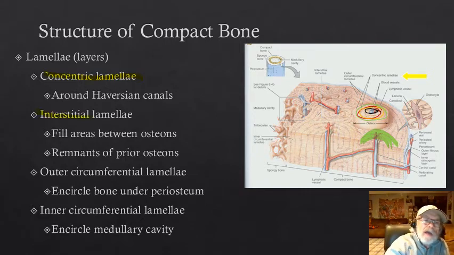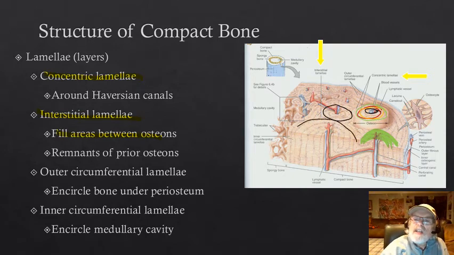The second type of lamellae I have are called interstitial lamellae. And the interstitial lamellae fill areas between the osteons. So if we look here, let me draw. Here's an osteon here, and here's an osteon here. Well, guess what? There's this little triangular area in here that's not filled in, and that's filled in with an area of what's called an interstitial lamellae. And they are remnants of prior osteons that haven't been totally resorbed. And that's what these little areas are. And we can see there's a little one in here, a little interstitial lamellae, and basically they're just those little areas between the concentric lamellae.